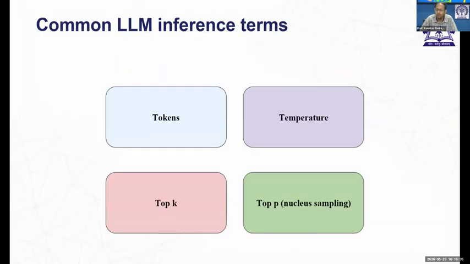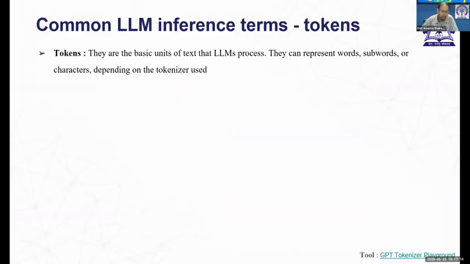Now, what are the common LLM inference terms that we can focus on? One is basically the token. Second is temperature. Third is top K. And fourth, top P. So these two are related to sampling, how we are going to sample the next token in the autoregressive model. Token is basically how we are going to process the input prompt or input text. Temperature is a controlling parameter that decides how the LLM should respond to the user query. Okay. So let's have a look at them.